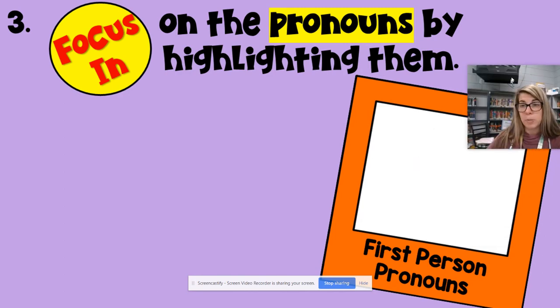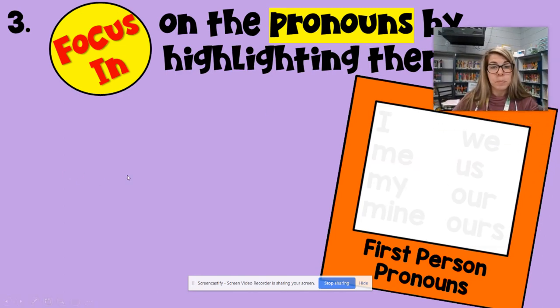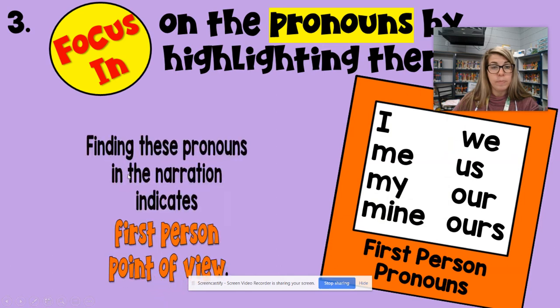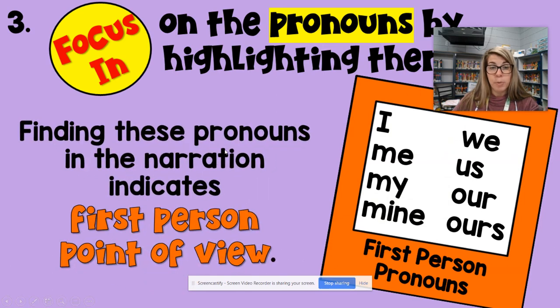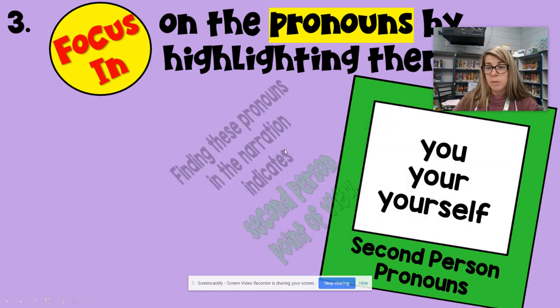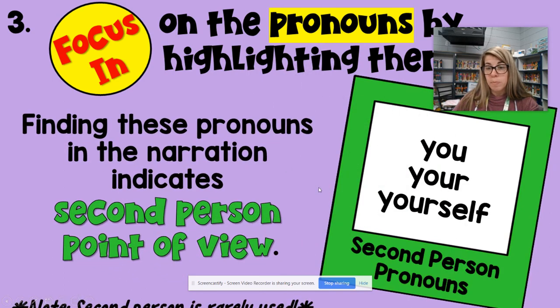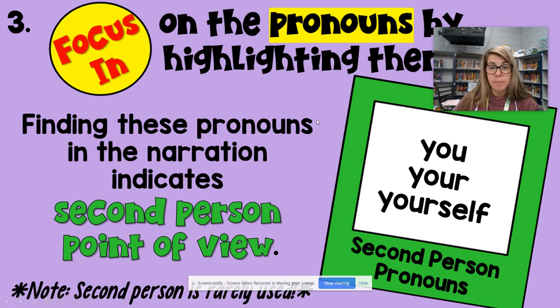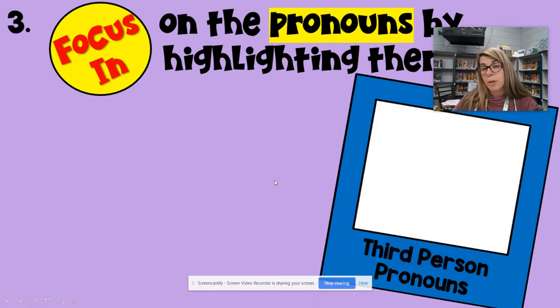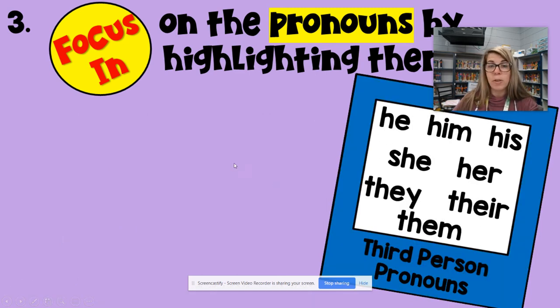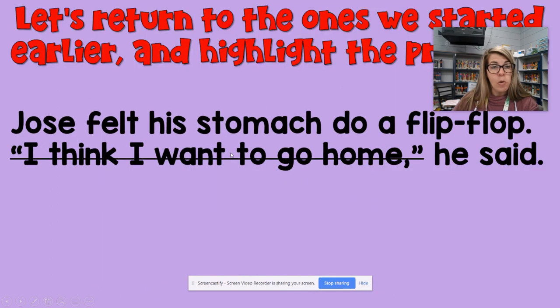So let's look at the first person. Finding these pronouns in the narration indicates first person point of view. Finding those pronouns is second person. And third person pronouns are as follows. So, if we crossed out the dialogue, we're going to find what pronoun? Let's see if you can find it. Ready? Go.